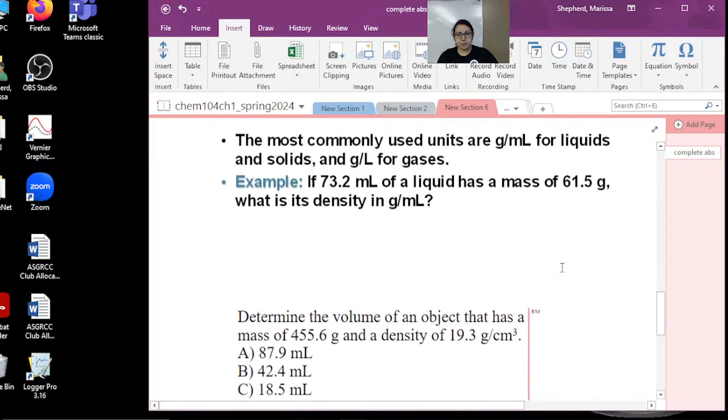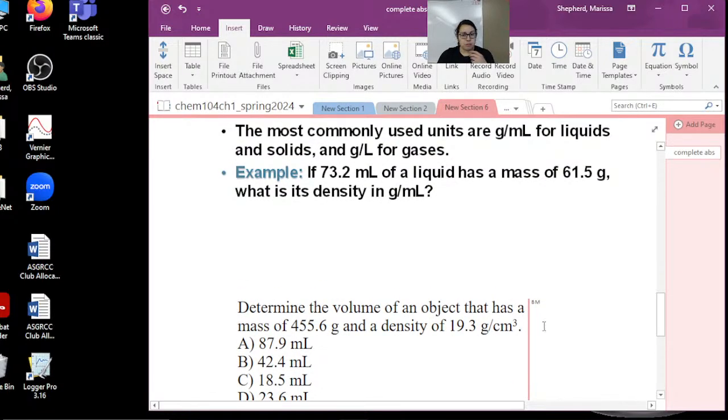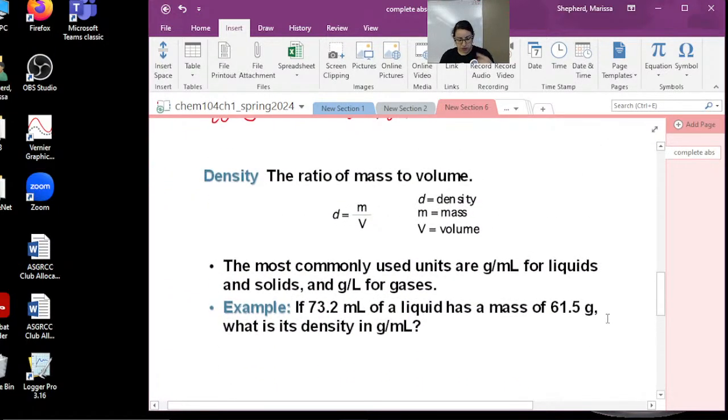And then let's do this last bit, even though my computer's misbehaving. I just wanted to finish chapter 1. This last bit is density. Density is defined as the ratio of mass to volume, so we just divide: density is mass over volume. And then, have you guys seen this triangle trick?